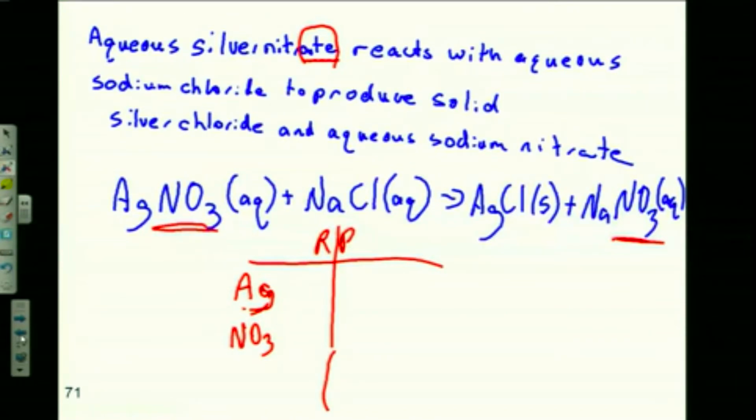What else do I have? I have sodium, and I have chloride. Silver on the reactant side. How many silvers do I have on the reactant side? One. And on the product side? How many nitrates on the reactant side? And on the product side? Sodium's on the reactant? On the product? Chloride's on the reactant? On the product? Does this column equal this column? Yes.